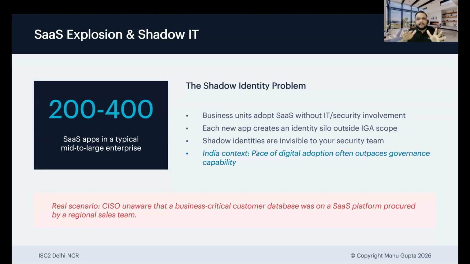In the Indian context, this is amplified by the pace of digital adoption, as we talked about earlier. Startups are adopting SaaS at a rate that often outpaces the ability to govern them. And I've seen organizations where even the CISO didn't know that a business critical application or a database was hosted on a SaaS platform procured by a regional sales team, and that happens more often than not.